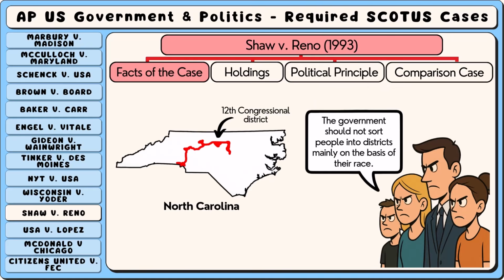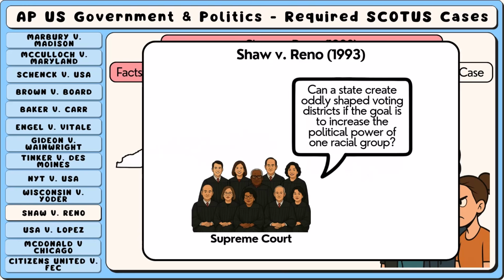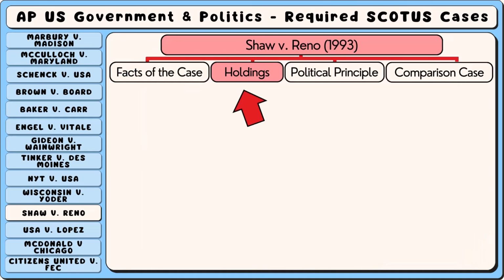A group of white voters complained. They said the government should not sort people into districts mainly on the basis of their race. This raised one central question for the Supreme Court. Can a state create oddly shaped voting districts if the goal is to increase the political power of one racial group? So, let's look at the court's holdings.